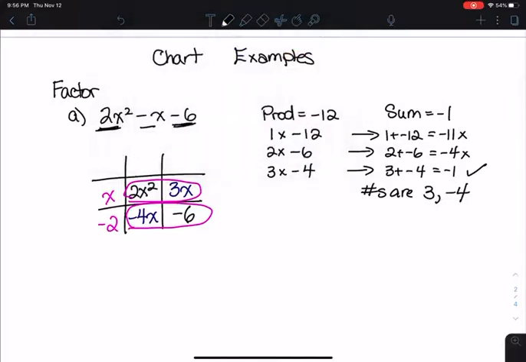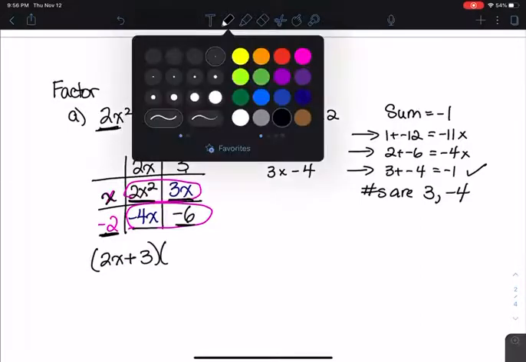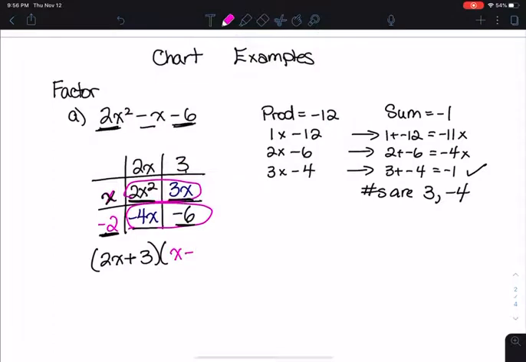Then to go vertically, I'm going to look at x times what gives me 2x squared. That's 2x. Check it. 2x times negative 2 gives me negative 4x. That worked. x times what gives me 3x? 3 times x is 3x. 3 times negative 2 is negative 6. It worked. So my factored form is 2x plus 3, and in pink, x minus 2.